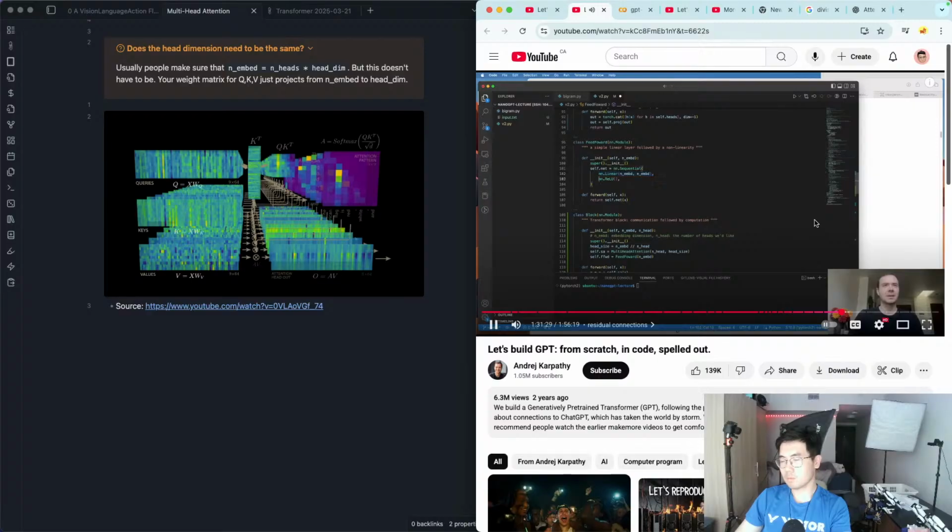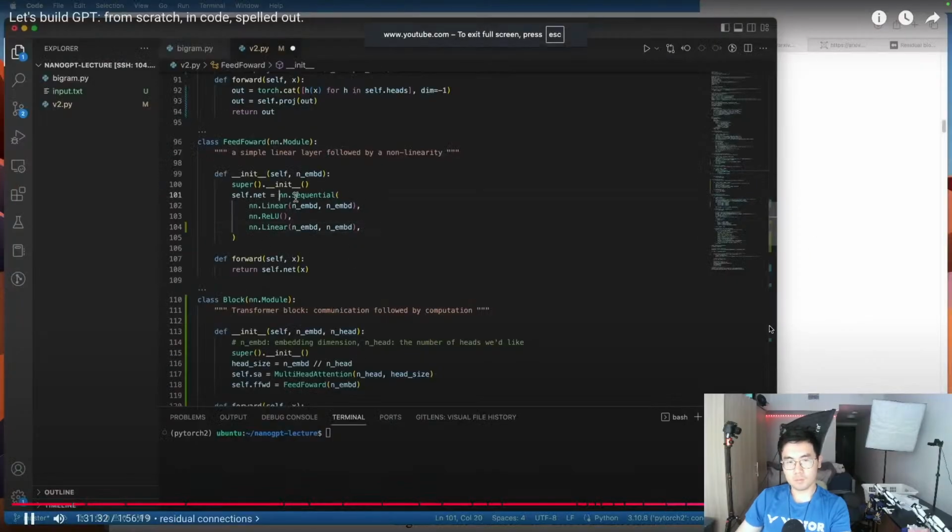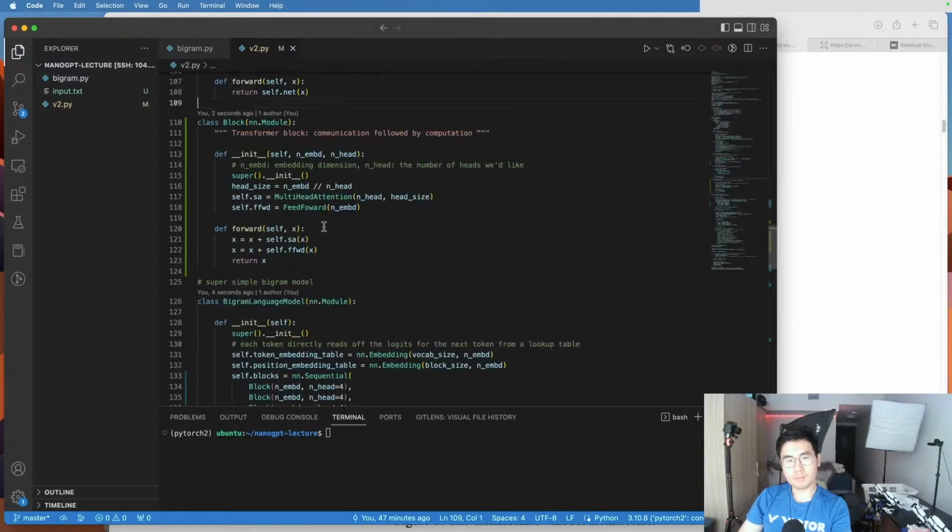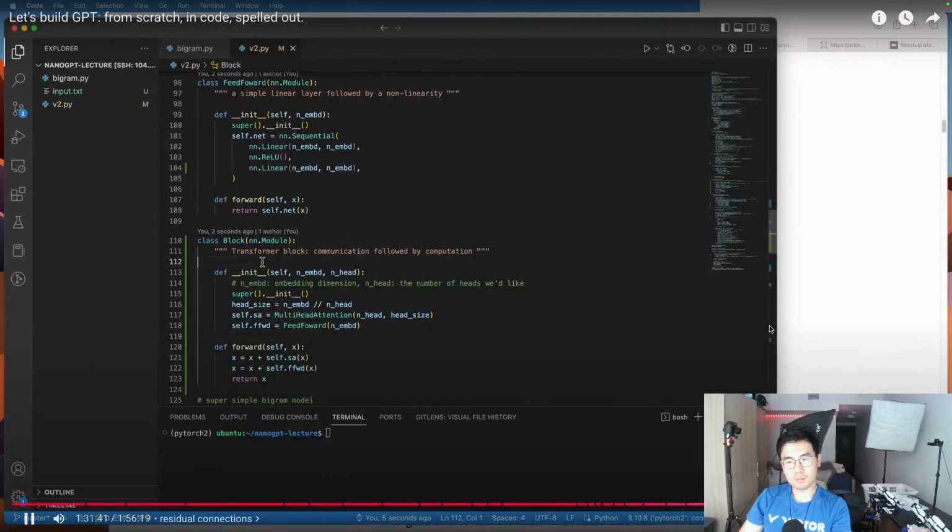Let me just simplify it, and let me couple it inside the same sequential container. And so this is the projection layer going back into the residual pathway. And so that's it. So now we can train this.